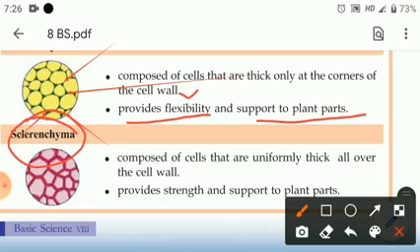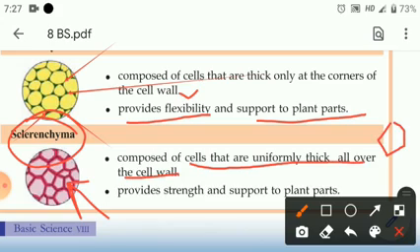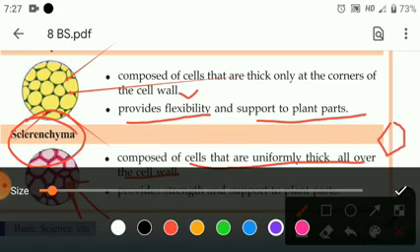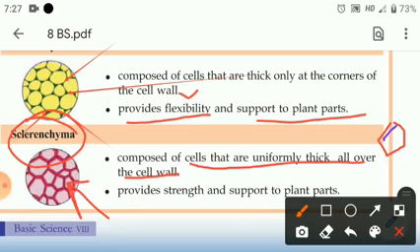Then what is sclerenchyma? Look at the structure of this sclerenchyma. It is composed of cells that are uniformly thick all over the cell wall. So your teacher is going to draw the picture. Then look here. This is uniformly thickened all over the cell wall, and for that it provides strength and support.